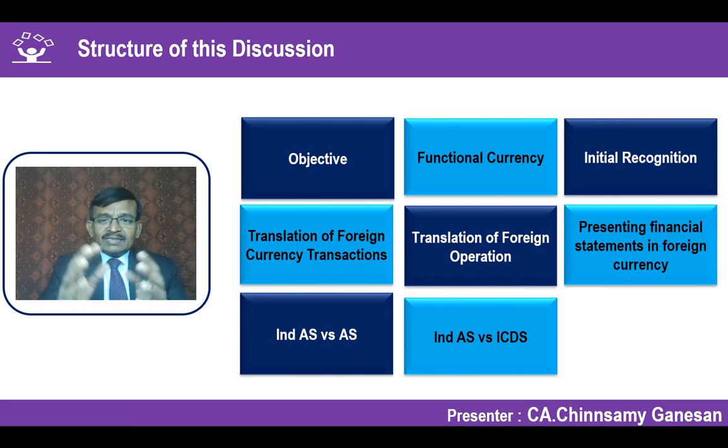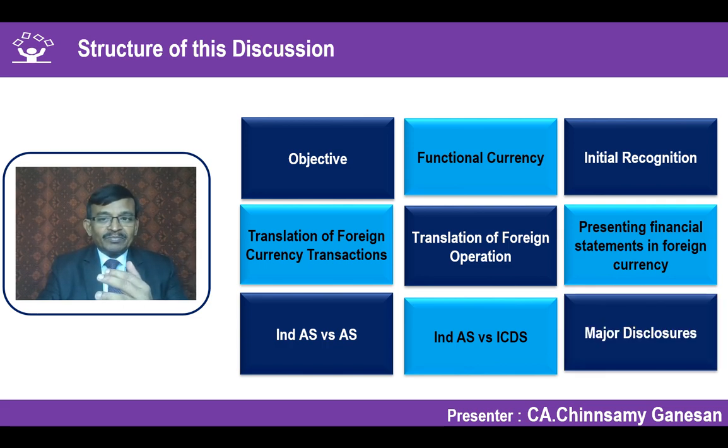And finally, since we have done the accounting, since we have measured and subsequently remeasured the numbers, we will have to understand what are the major disclosures required as per this particular standard. So, with respect to all these critical elements of this particular standard, we will have a lot of exercises, a lot of examples and a lot of case studies so that the concept can be understood without even an iota of doubt.